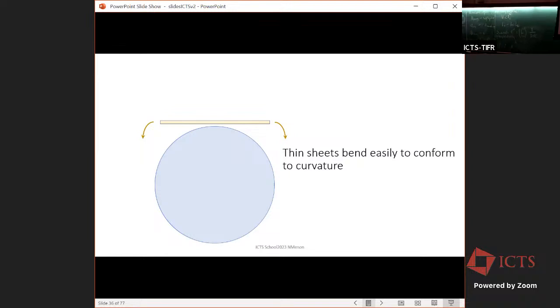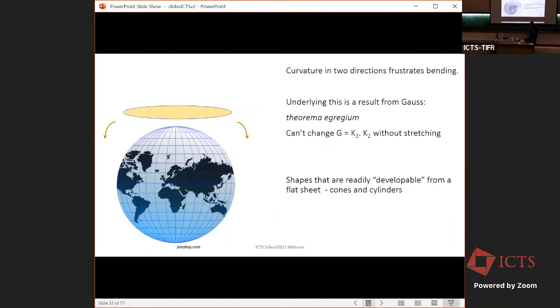So this thing will not go in both directions for you. And this is a theorem. The reason is that if you have curvature in both directions, you must necessarily have some stretching. This is a result from Gauss. I'll probably get struck by a lightning bolt, it's not a result from Gauss. Gauss called it his theorema egregium. This is his distinctive special theorem. And the theorem says that you can't change the Gaussian curvature without stretching.